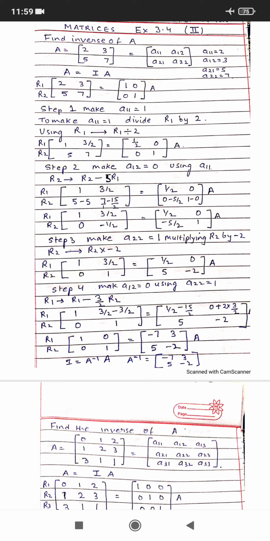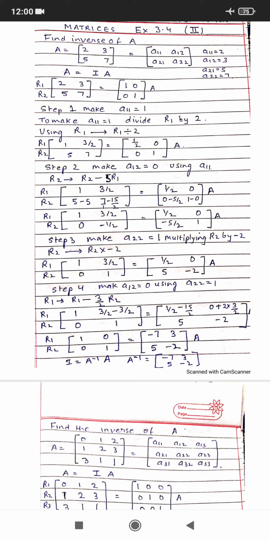Step 3: A22 is to be made equal to 1. Since in place of A22 we have minus half, we multiply the second row by minus 2. So we get 1. Now in the second row we get 0, 1, and minus 5 by 2 into minus 2 is 5, then 1 into minus 2 is minus 2. So left side has now 1, 3 by 2; 0, 1, right side is half, 0; 5, minus 2, A.